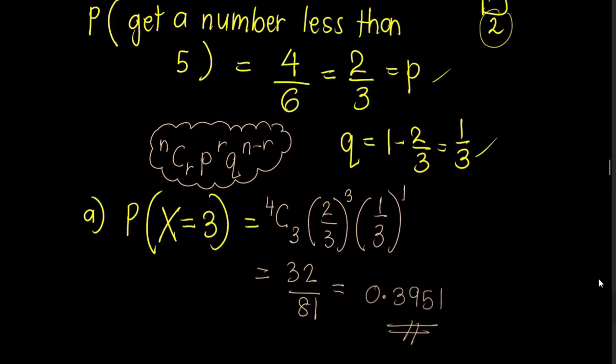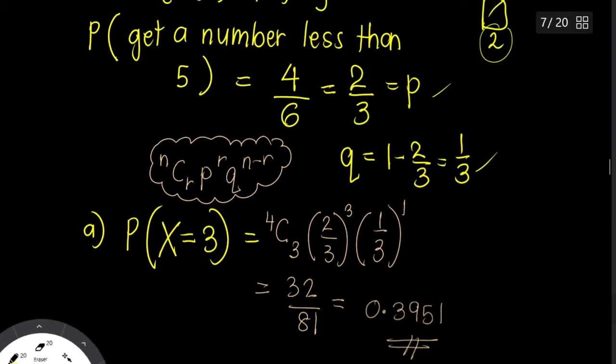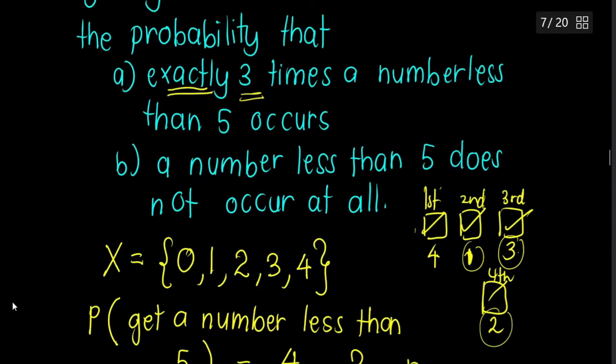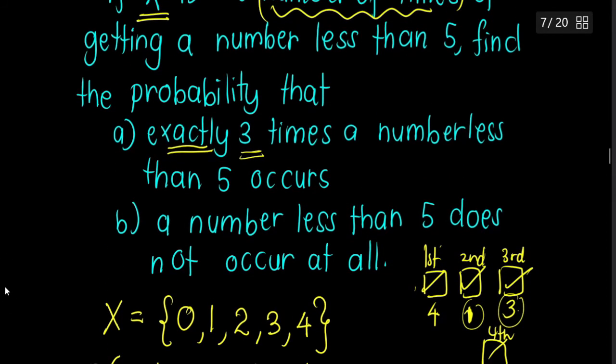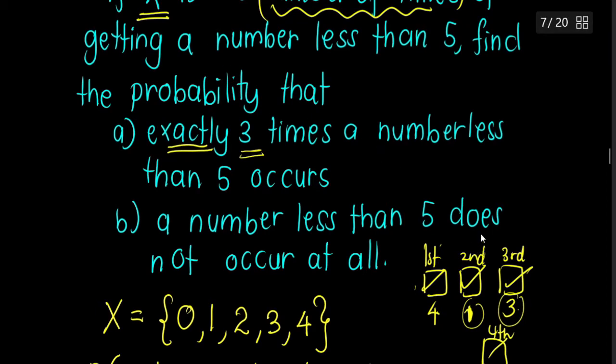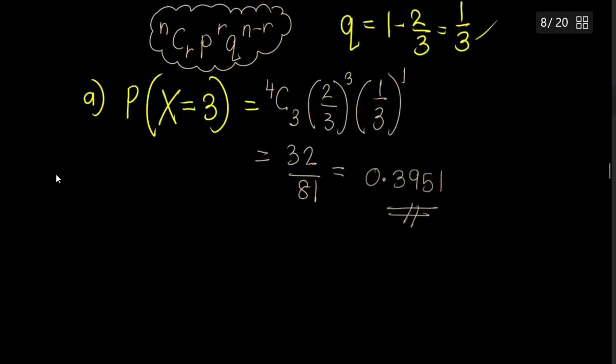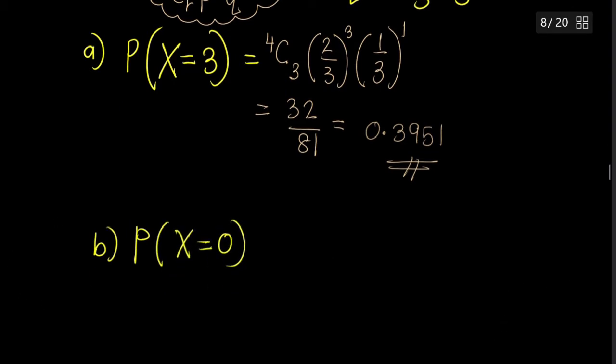The moment you analyze your information, you can just straight away plug into the formula. Now let's look at B. A number less than 5 does not occur at all. This is your keyword: does not occur at all. If it doesn't happen at all, what is my probability? That means probability x equals 0, because when I throw the dice, it didn't get less than 5 at all.